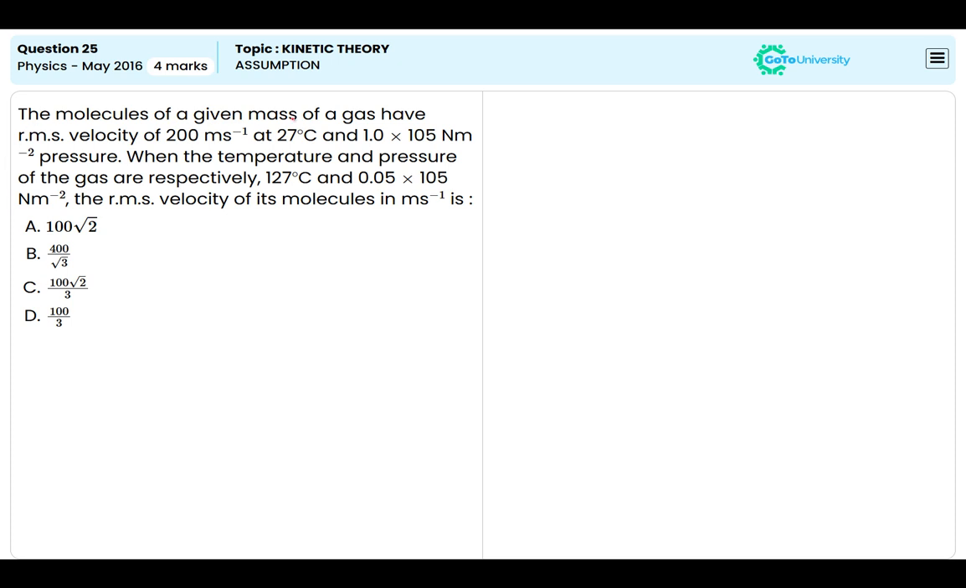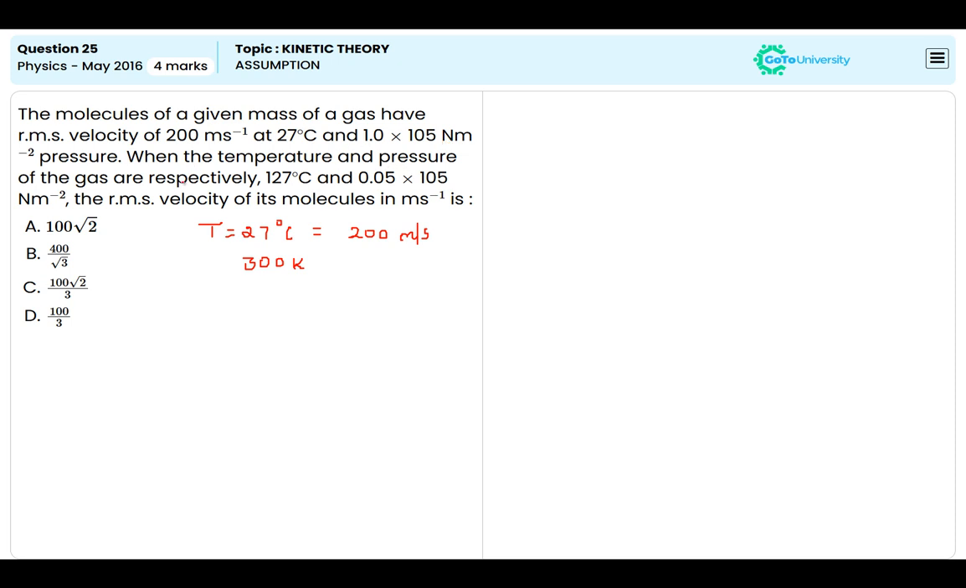The molecules of a given mass of gas have RMS velocity 200 meters per second at 27 degrees centigrade. That means at a temperature of 27 degrees centigrade, the RMS velocity is equal to 200 meters per second. This 27 degrees centigrade we need to convert to Kelvin, that is plus 273, which becomes 300 Kelvin. And 1.0 into 10 to the power of 5 Newton per meter square is the pressure.